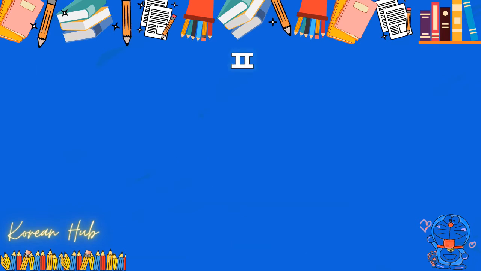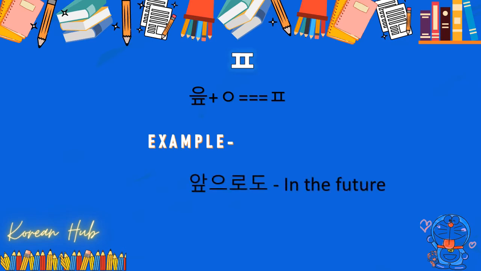The next consonant with which we will perform consonant assimilation is Pu consonant. When Pu consonant from the last place of the first character combines with Eu consonant from the first place of the next character, then the combination produces pu sound. For example, 앞으로도.